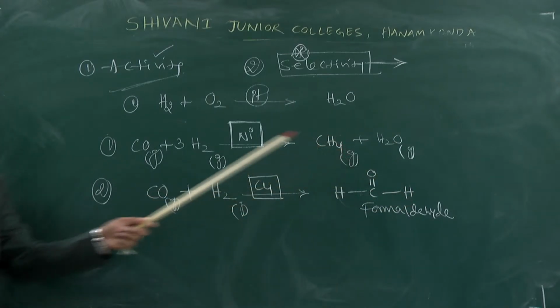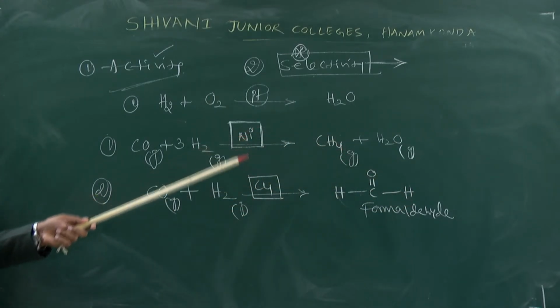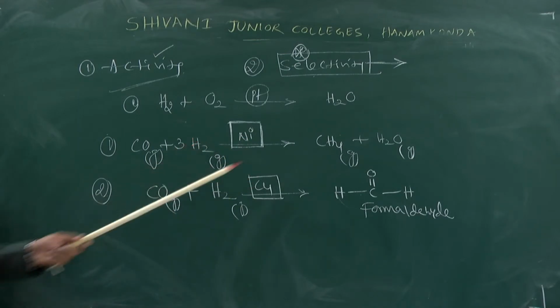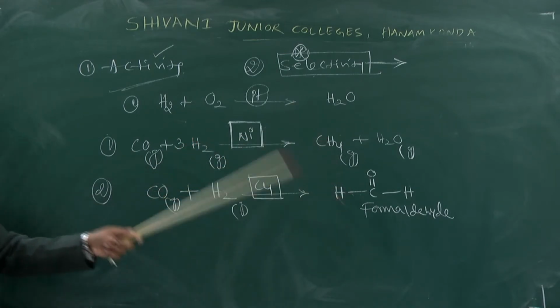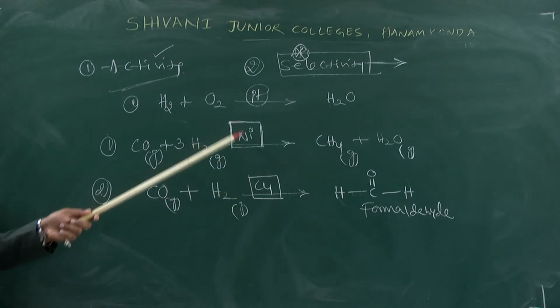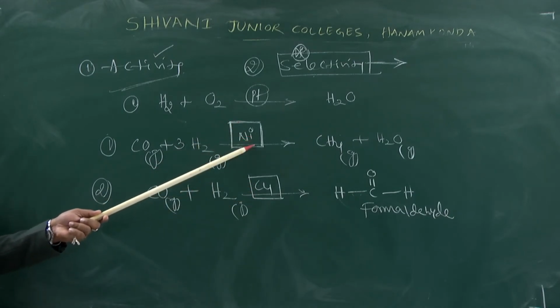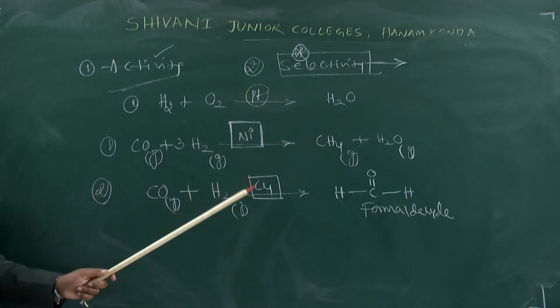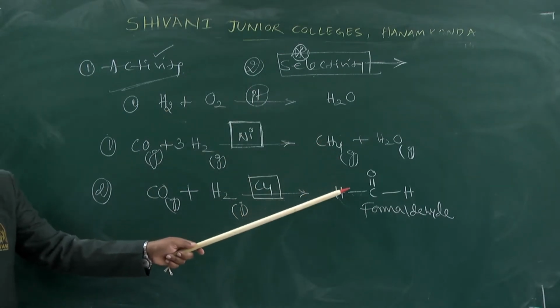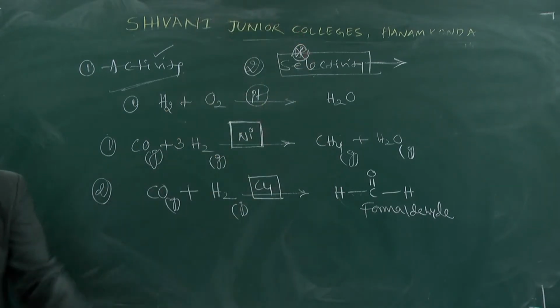Products are variable, but here the catalyst will be variable. Reactant same, products will be variable. On what condition? By changing the catalyst. When nickel catalyst is there, methane is the product. When copper catalyst is there, formaldehyde is the product. So, this is called the selectivity condition. By using the selectivity, we can identify the reaction.